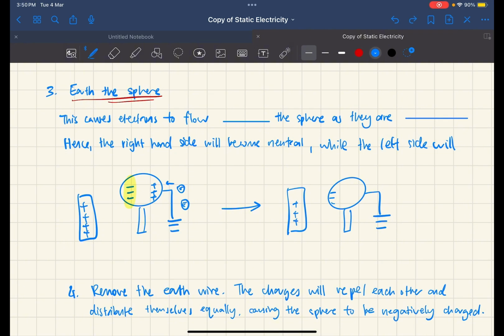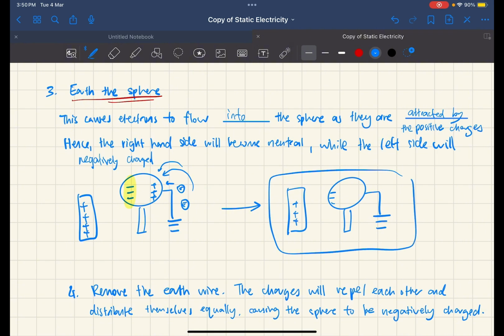In this case, since we have positive charges on the right which are not attracted by the rod, electrons will flow into this sphere, neutralizing these positive charges. So this causes electrons to flow into the sphere as they are attracted by the positive charges on the right. This causes the right-hand side to be neutral and the left-hand side will be negatively charged. So after you earth the sphere, it will become something like this, where your left-hand side is negative and your right-hand side is completely neutral. So this is how it works.